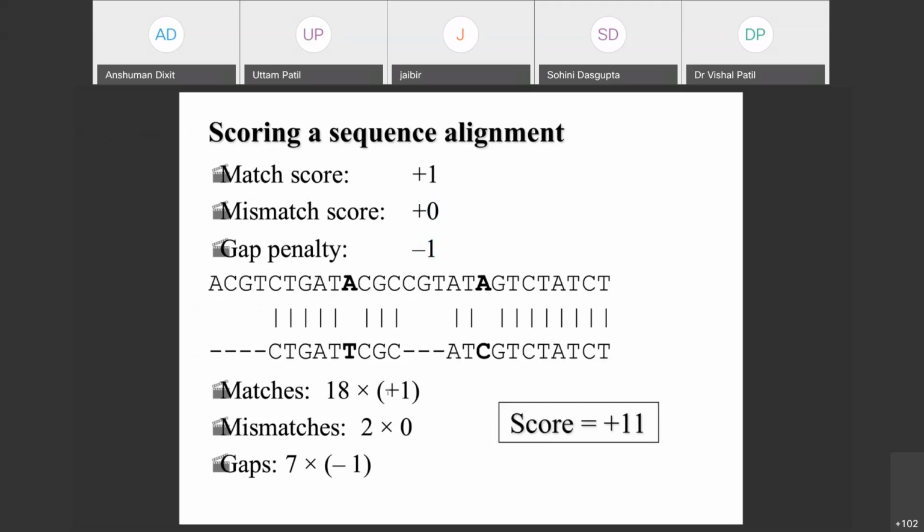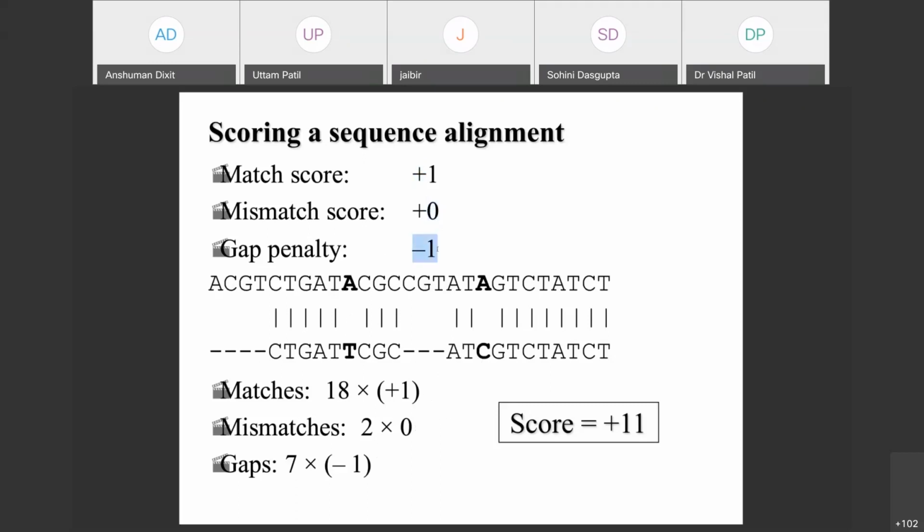For example, you have 18 matches here, so 18 nucleotides which are identical in these two sequences. So we will say the match score is 18 into +1, which will give you a match score of 18. Then you have two mismatches. Here, this is one mismatch, and here the other mismatch. For mismatch, we have a score of 0, so you will see 2 into 0, and then you have a gap penalty.